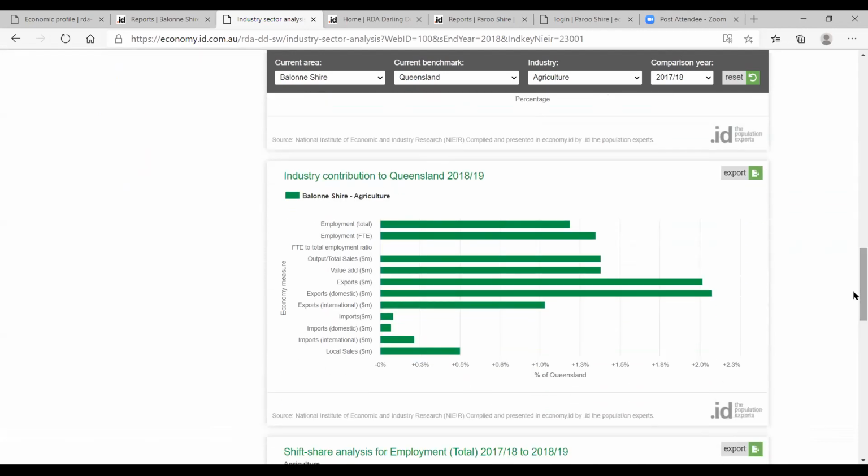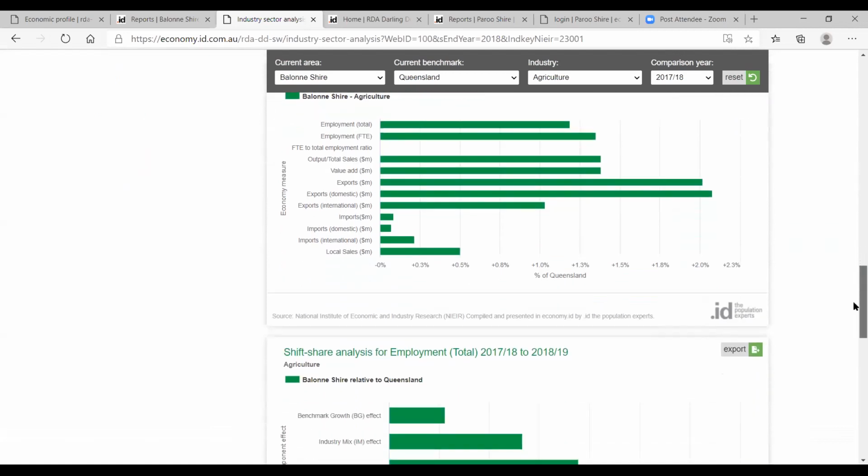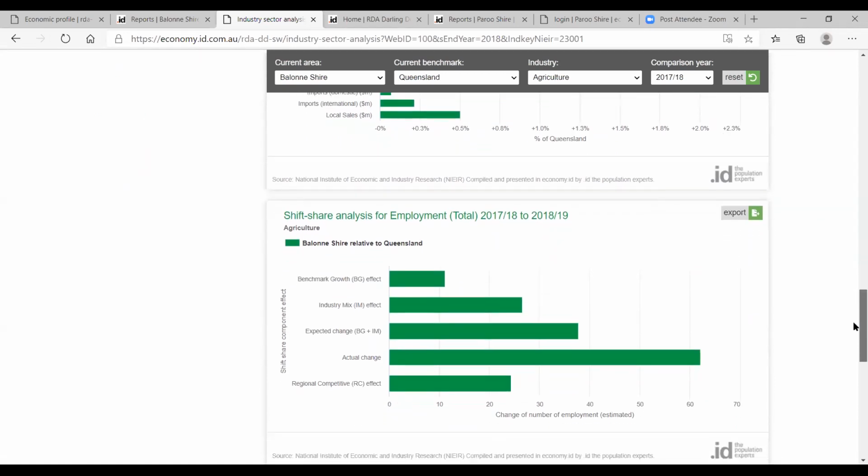Our industry contribution to Queensland. So we can see in terms of exports, it's much higher than where we're looking at in terms of employment. But this is our contribution to Queensland, 2% of the agricultural exports. Our shift share analysis talks to me about how competitive and how well you guys are performing, which is very well.